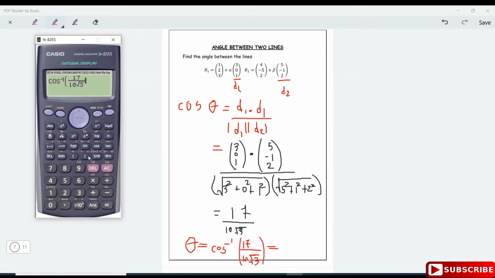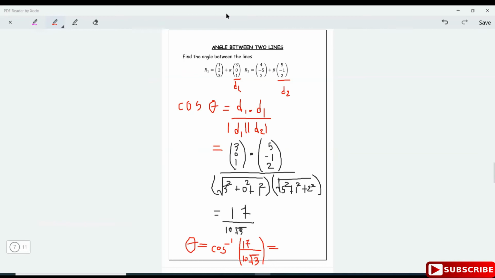Then we close up that bracket. That gives 11.03. So that's the angle, 11.03, and that's in degrees, by the way. So the angle is 11.03 degrees. So that's the angle between these two lines. The angle between two lines is the angle between their directions.